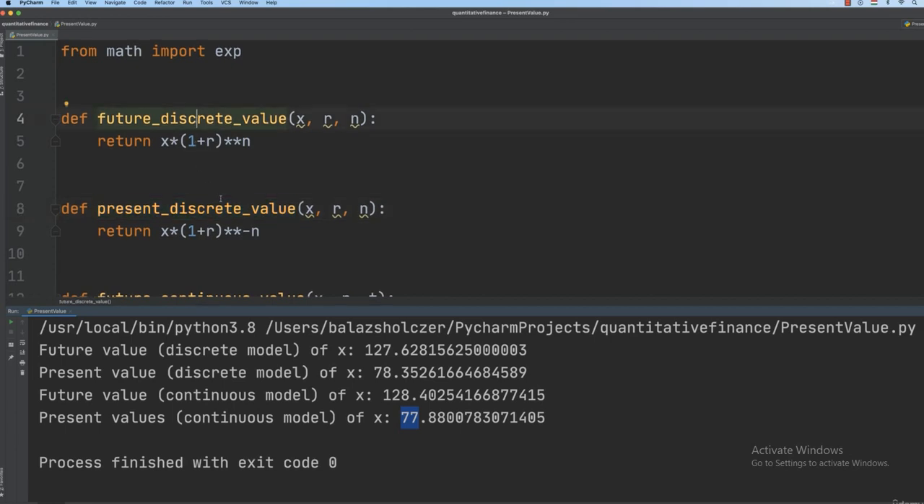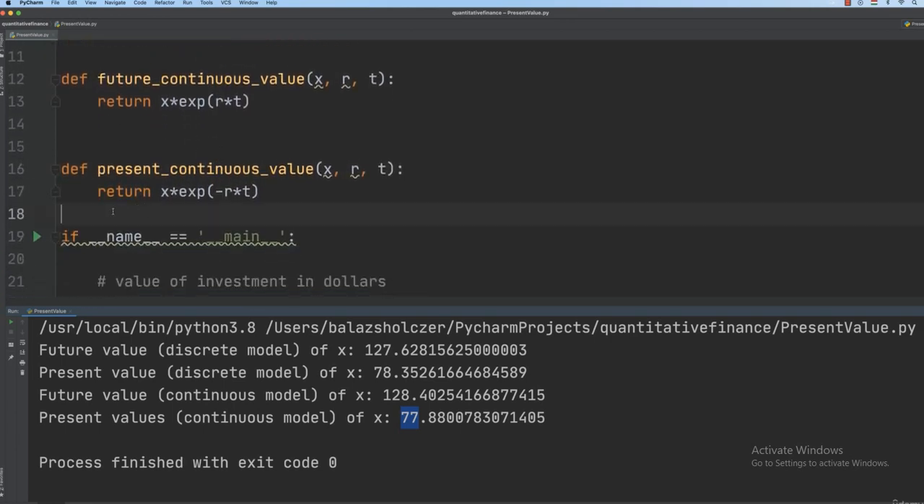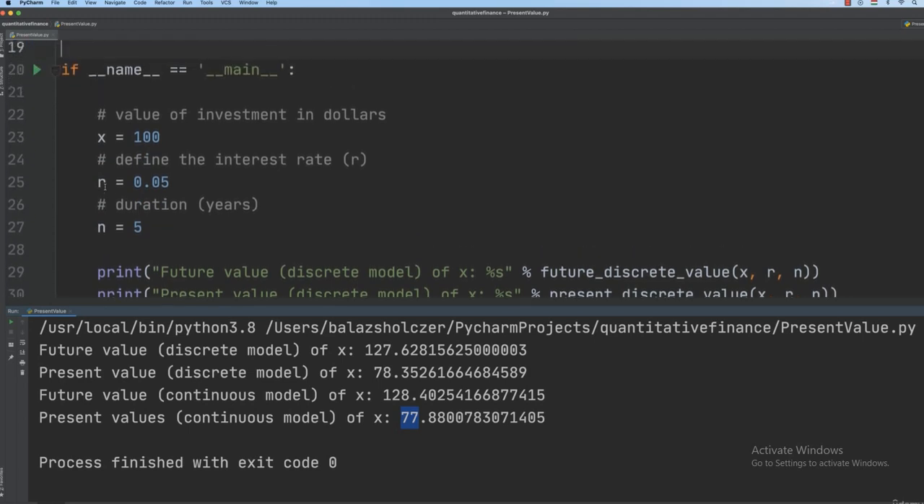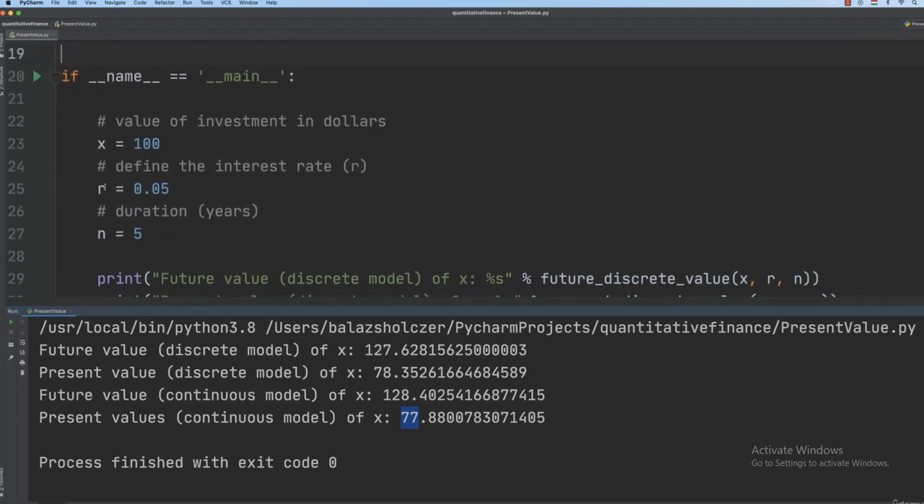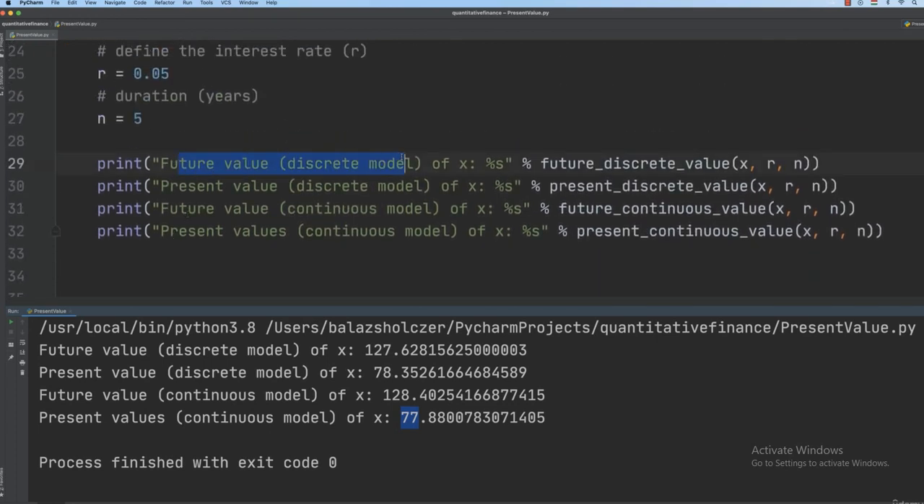Okay, so this is how we can calculate the future value and the present value either with the discrete model or the continuous model. Of course, these examples are quite easy, but we are going to talk about much more complicated problems as well. Okay, so that's all about the present values and the future values.